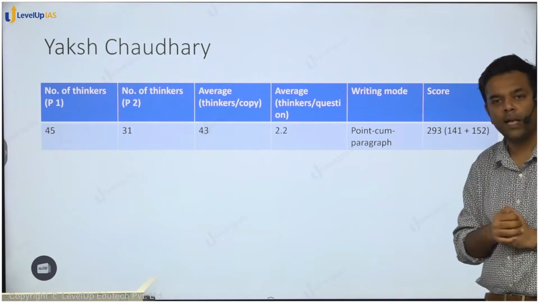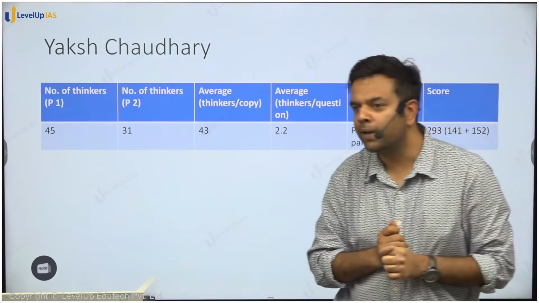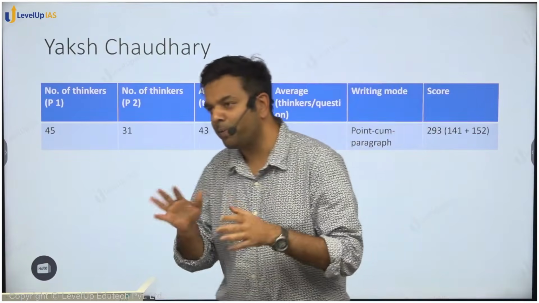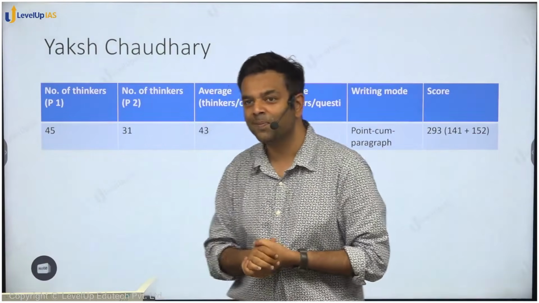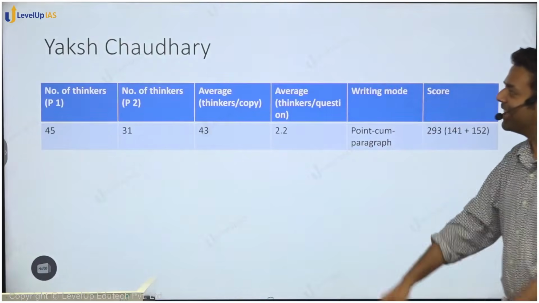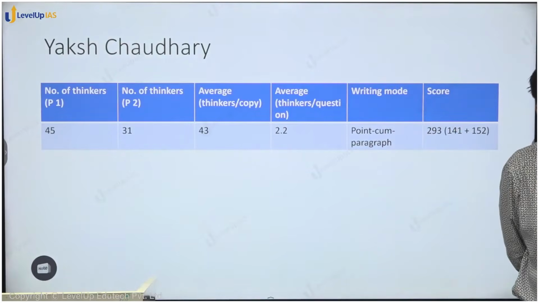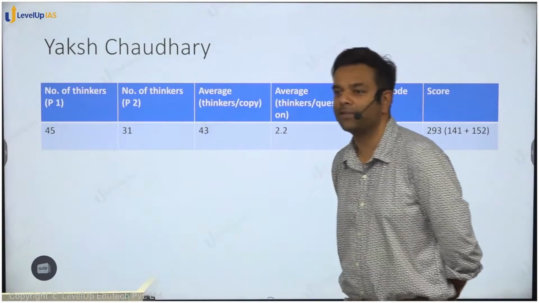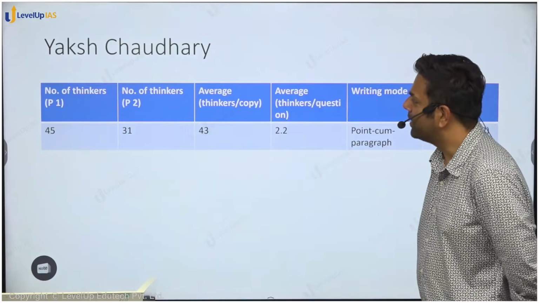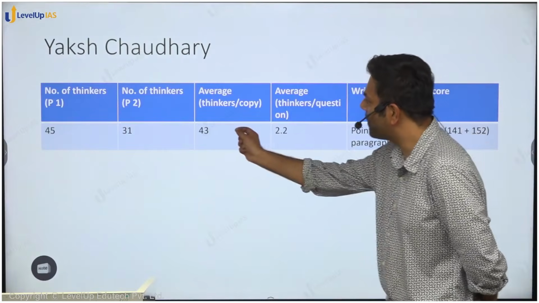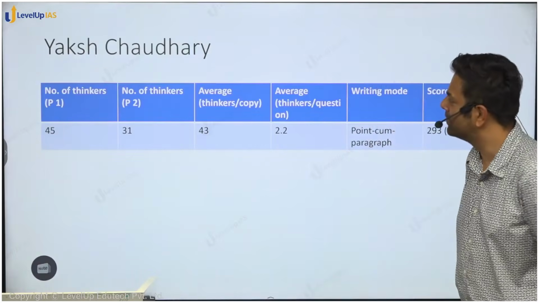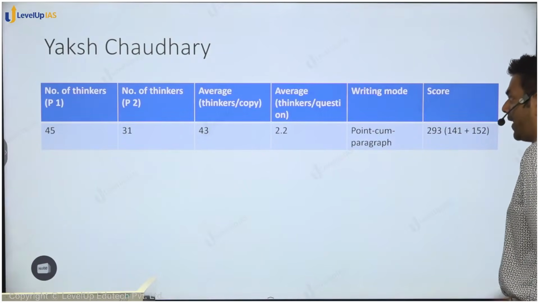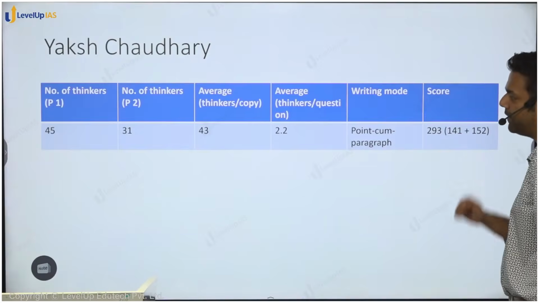Yaksh Chaudhary, have you heard his name? So you have heard only girl toppers' names, not boy toppers' names. Number of thinkers when it comes to Yaksh Chaudhary: in paper 1 he wrote 45 thinkers and 31 in paper 2. Average thinkers per copy 43. Average thinkers per question 2.2. Writing mode paragraph and score 293.